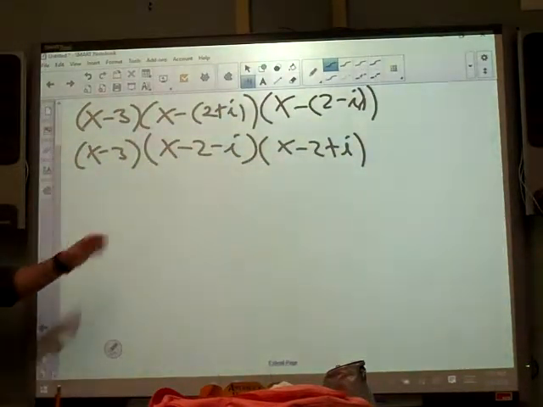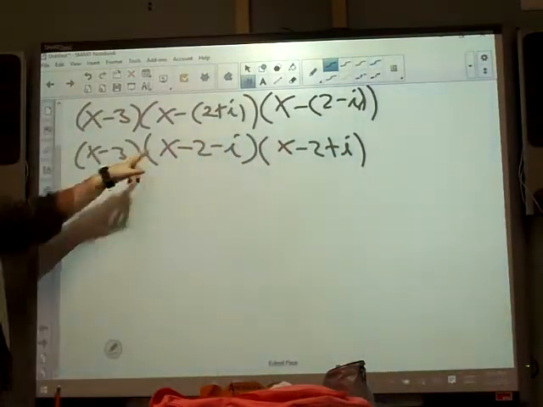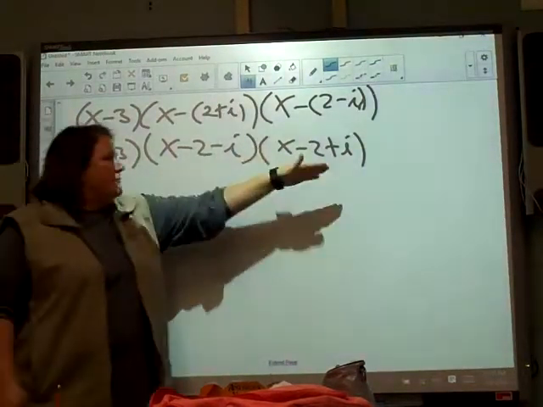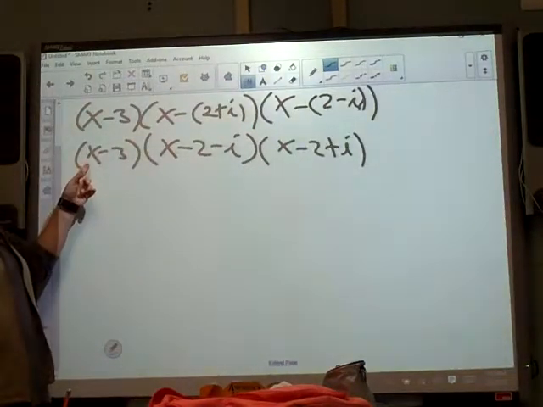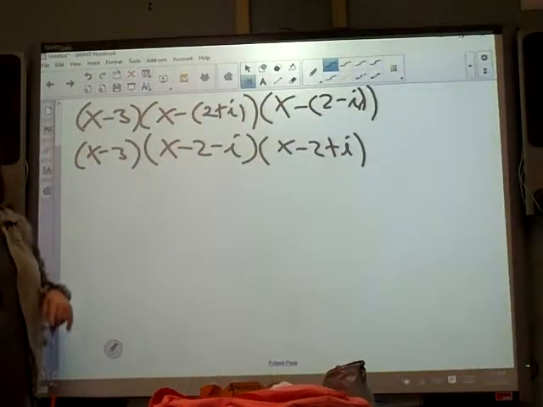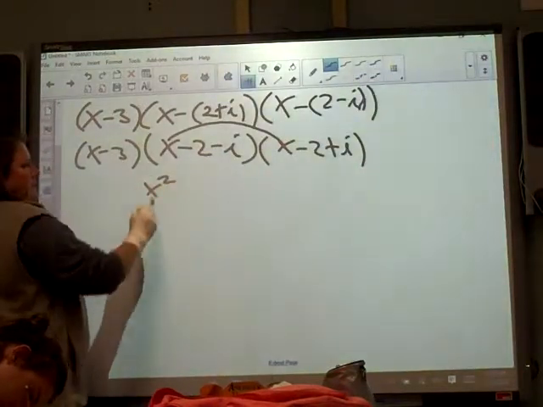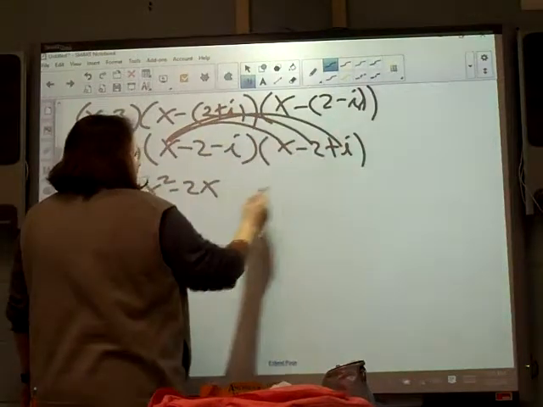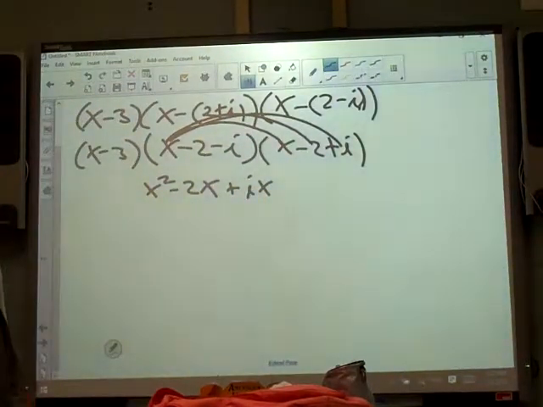My personal preference is to do the bigger ones first, get the hard stuff out of the way. So I'm going to take this x, distribute it to all three of these. I'm going to take the negative 2, distribute it to all three, then the negative i, distribute it to all three, and combine like terms. Then I have to take this x and distribute it to my answer, and this negative 3 and distribute it to my answer. Okay? Buckle up, buttercup, here we go. x times x. x times negative 2. x times i. I don't know what the heck an x times an i is. Just write it down. Okay?